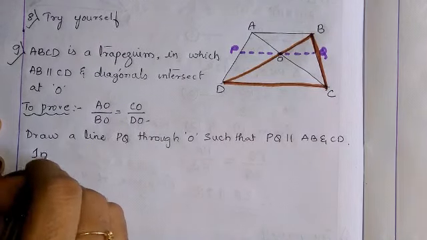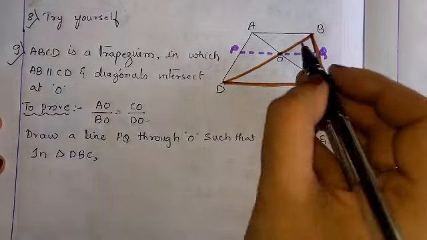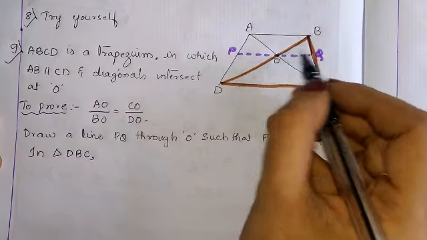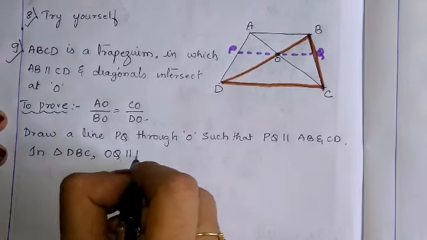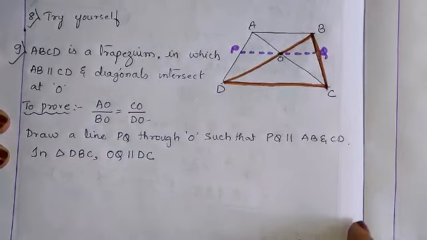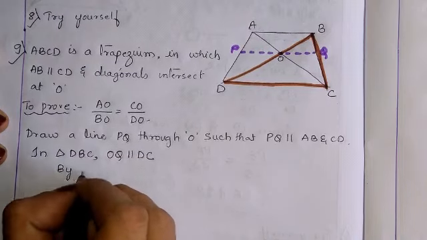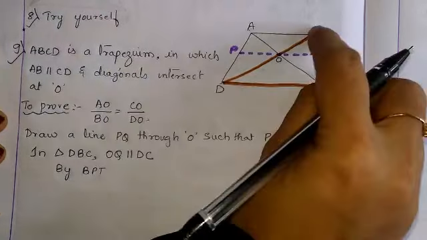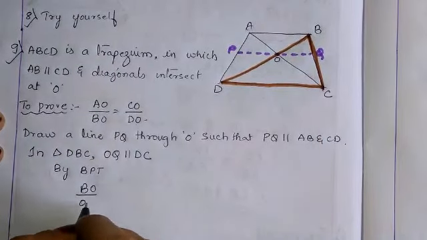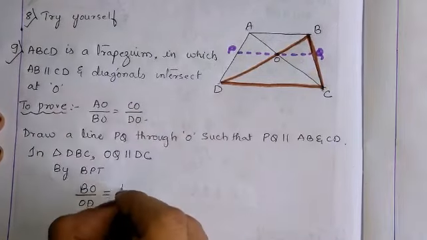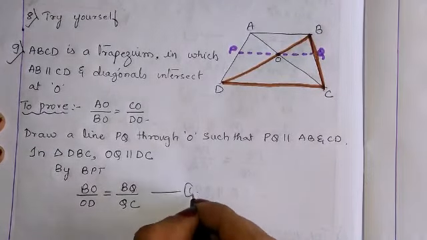In triangle DBC, what is parallel? OQ is parallel to DC. When we get a parallel line, what do we know? We know BPT, the basic proportionality theorem. BO upon OD is equal to BQ upon QC. I'll consider this as equation 1.